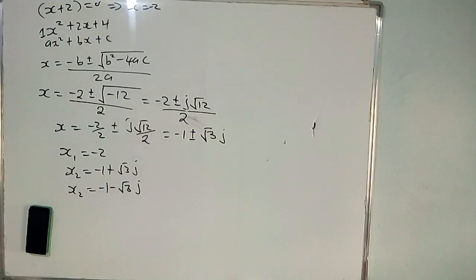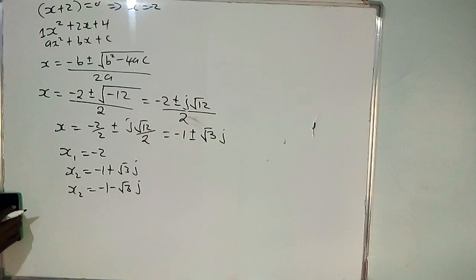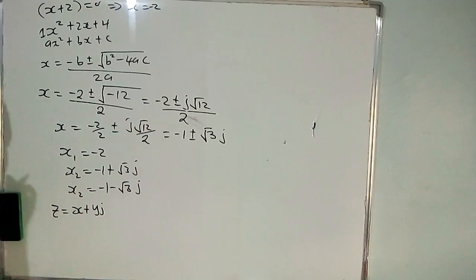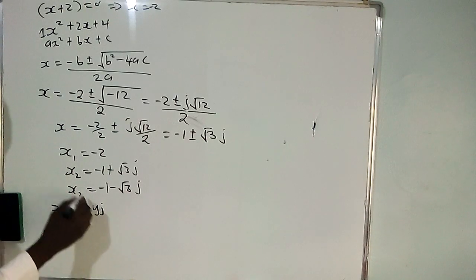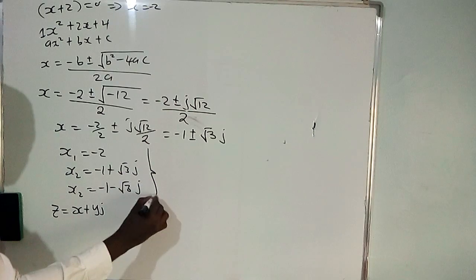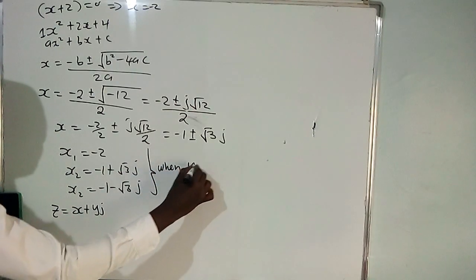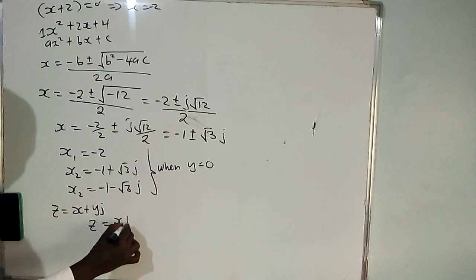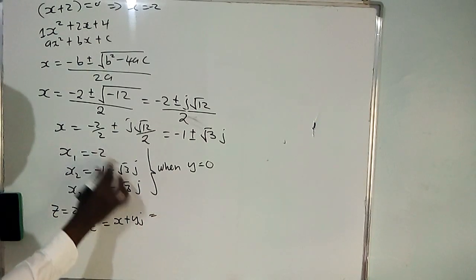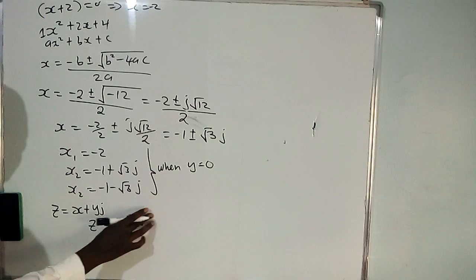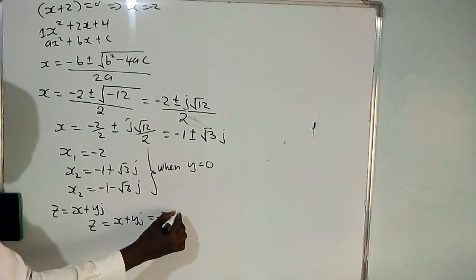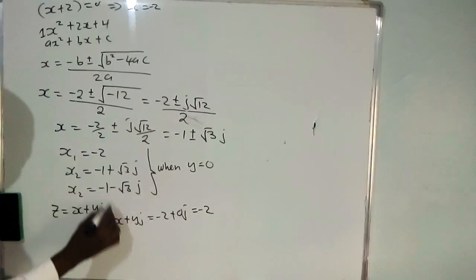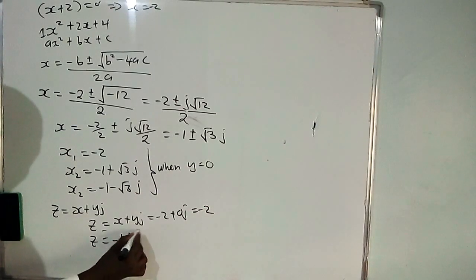Then give me the first solution of z. z is x plus yj. Remember, you are getting all these solutions of x when y is equal to 0, isn't it? So the solution of z is x plus yj. The first value of x is negative 2 when y is 0. You get z is negative 2. Are we together? The next solution of z, x is negative 1 plus root 3j. Then the value of y is plus 0j. Then you simplify. 0j is just 0, isn't it?